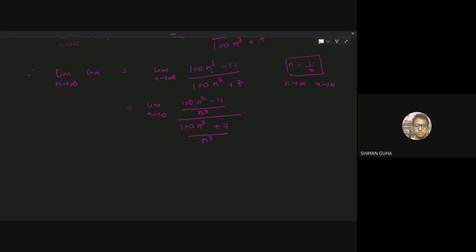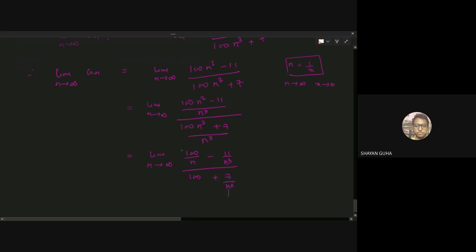But I particularly find this technique easy for myself, so that's why I am doing this in this particular way. I am dividing both sides by n cube. So I will get limit n tends to infinity, 100 by n minus 11 by n cube divided by 100 plus 7 by n cube.